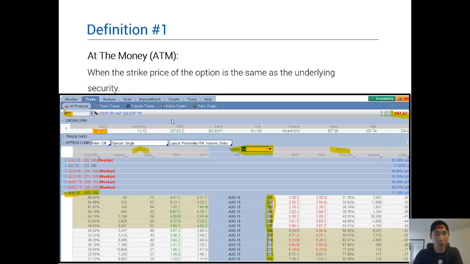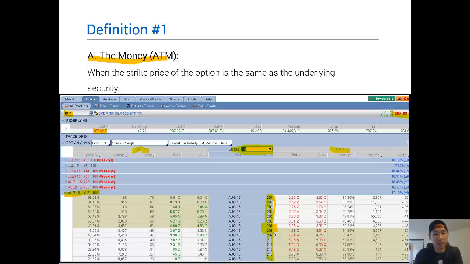But going back to our definition of at the money, it's when the strike price of the option is the same as the underlying security. Currently, the price is at 207.62, but you'll notice that there isn't a 207.62 option. So we go to the nearest dollar amount, which is the 207 and 208. So those 2 are the at the money options. Options usually have increments of $1, and stocks are usually increments of a penny. So the nearest dollar amount strikes are the at the money options.